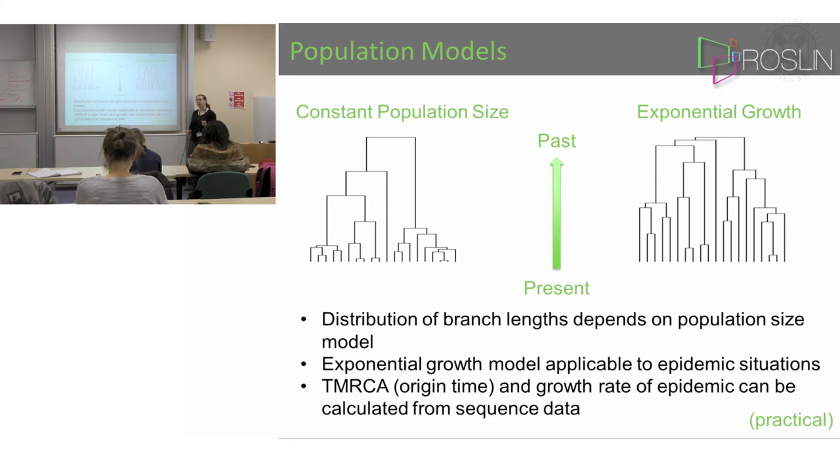And BEAST will tell you these. In that Tracer output I showed you before, there will be a line and it will say growth rate. And there will be a line that says root height, which is the time to the most recent common ancestor. And these are the quantities you'll want to know if you're analysing an epidemic.